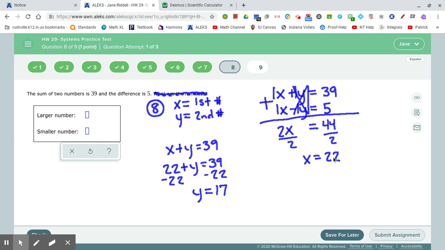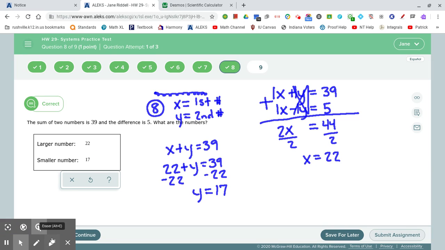All right, so my two numbers are 22 and 17. It says larger number, so which number is larger, 22 or 17? That one's going to go there. So mine would be 22. And then my smaller number is going to be the 17. So that is the easier problem of the two word problems.